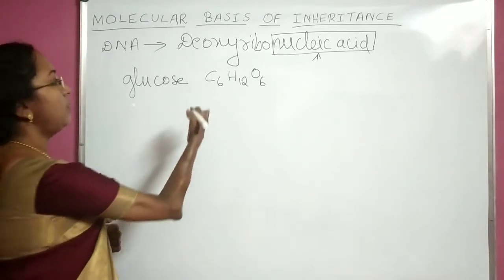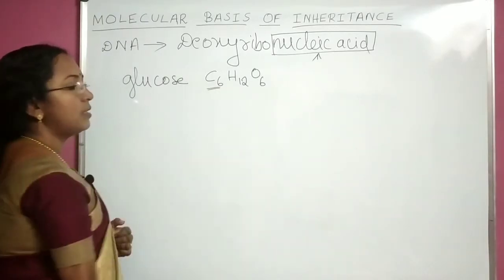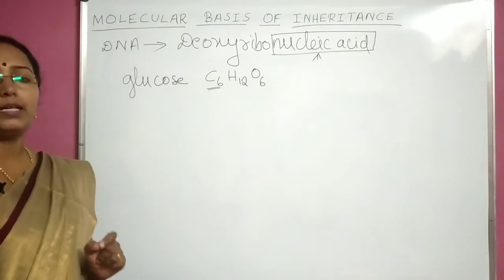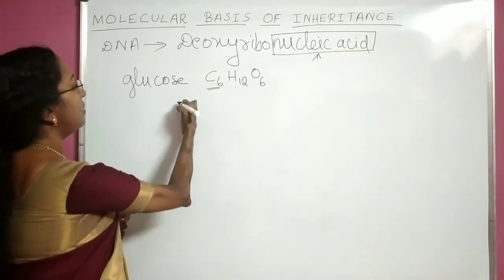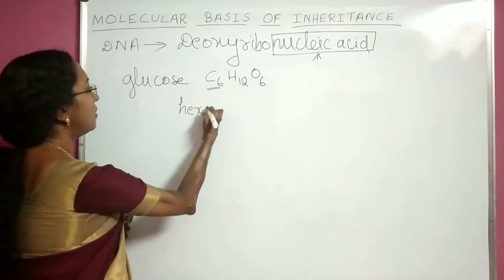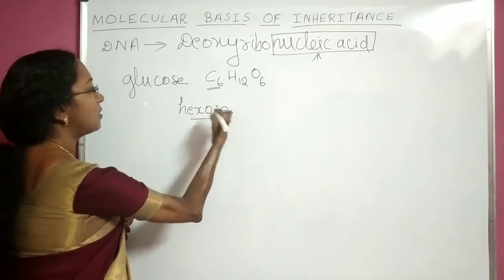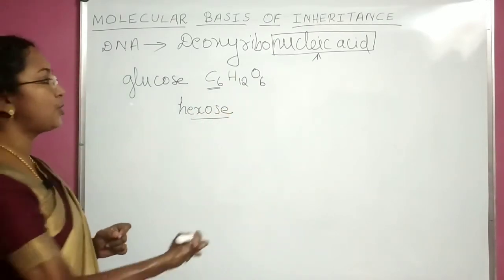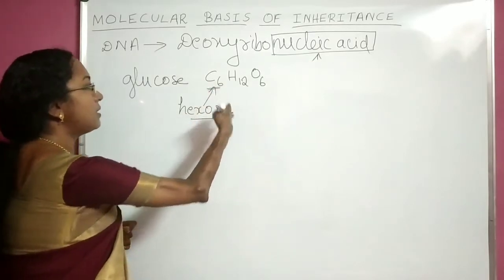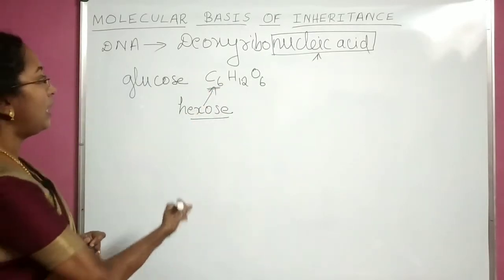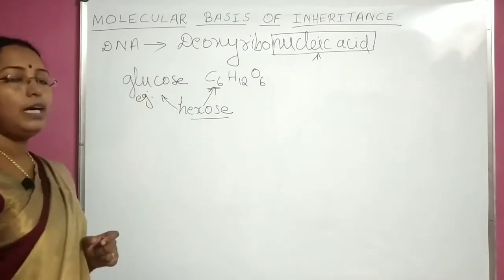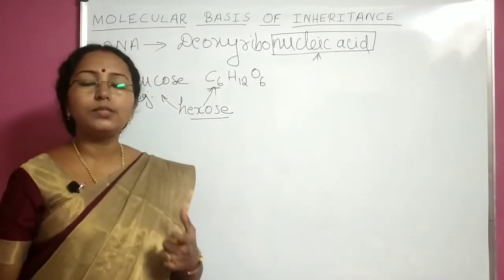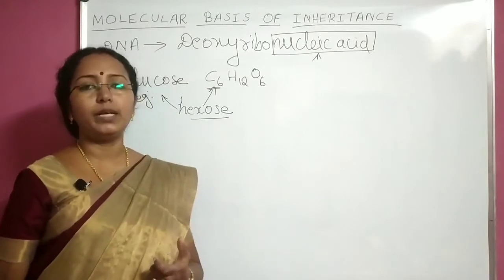So here you see, look at the number of carbon atoms. There are 6 carbon atoms here. So I am putting this glucose under the category of hexose. Hexose is a sugar having 6 carbon atoms. So I can say glucose is an example of a hexose.